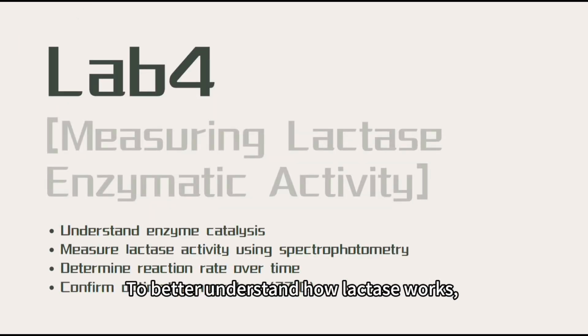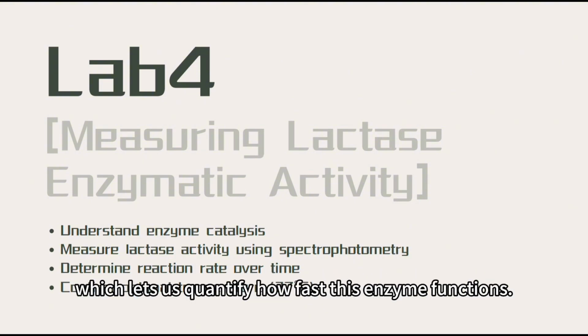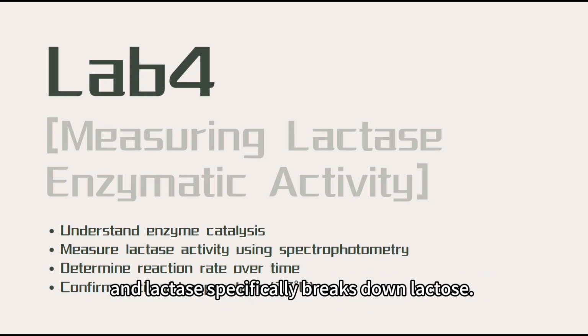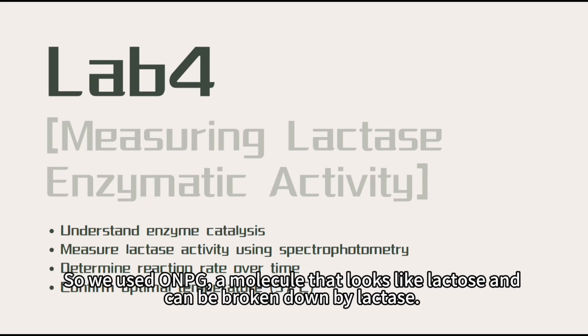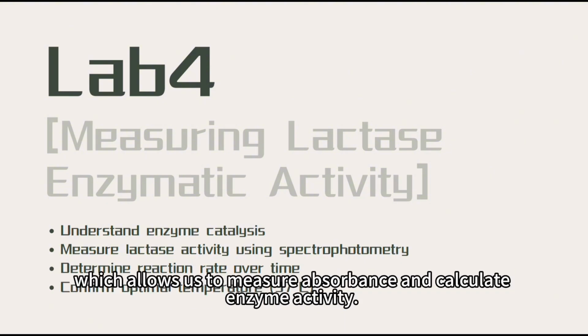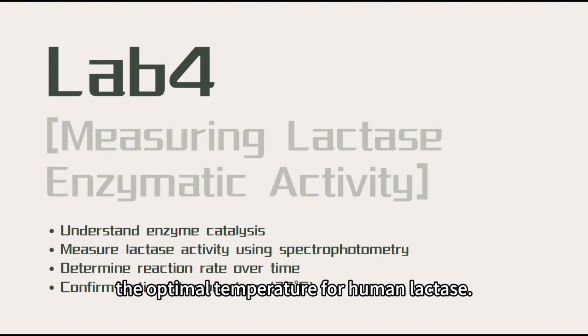To better understand how lactase works, we conducted Lab 4, measuring lactase enzymatic activity, which lets us quantify how fast this enzyme functions. We know enzymes speed up reactions by lowering activation energy, and lactase specifically breaks down lactose. But we cannot see or measure lactose directly with a spectrophotometer, so we use ONP, a molecule that looks like lactose and can be broken down by lactase. When lactase acts on ONP, it produces a yellow product, which allows us to measure absorbance and calculate enzyme activity. Our test temperature was 37°C, the optimal temperature for human lactase.